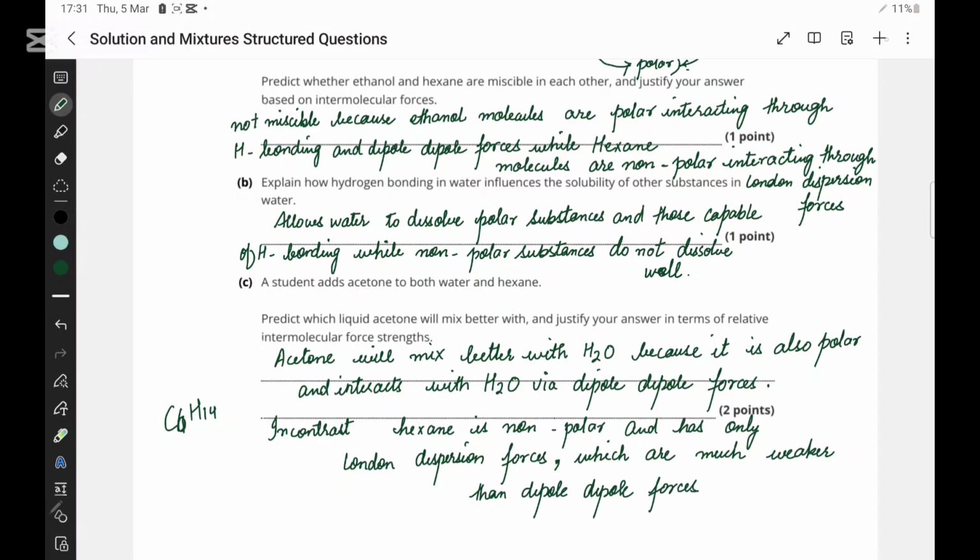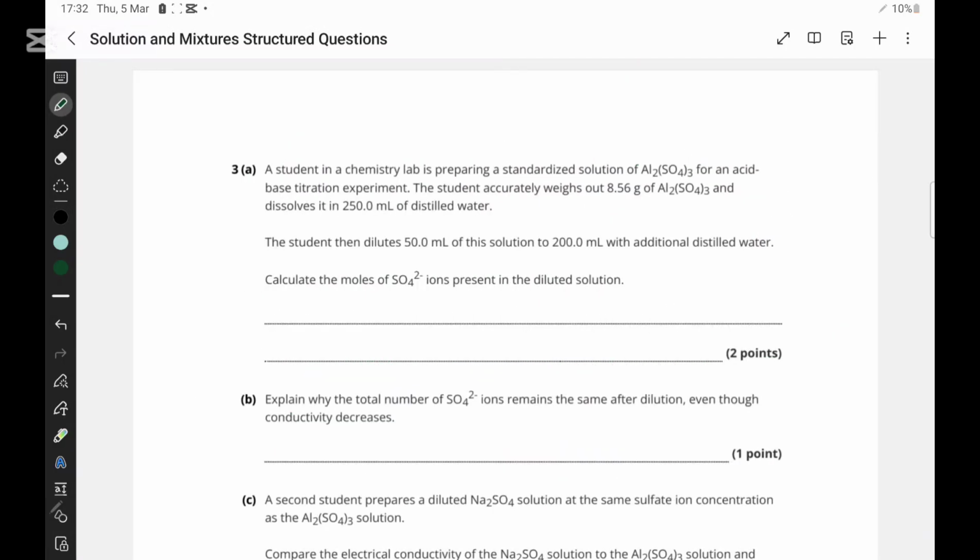So in this question, a student in a chemistry lab is preparing a standardized solution of aluminum sulfate for an acid-base titration experiment. The student accurately weighs out 8.56 grams of aluminum sulfate and dissolves it in 250 milliliters of distilled water. The student then dilutes 50 milliliters of this solution to 200 milliliters with additional distilled water. He is saying calculate the moles of sulfate ion present in the dilute solution.